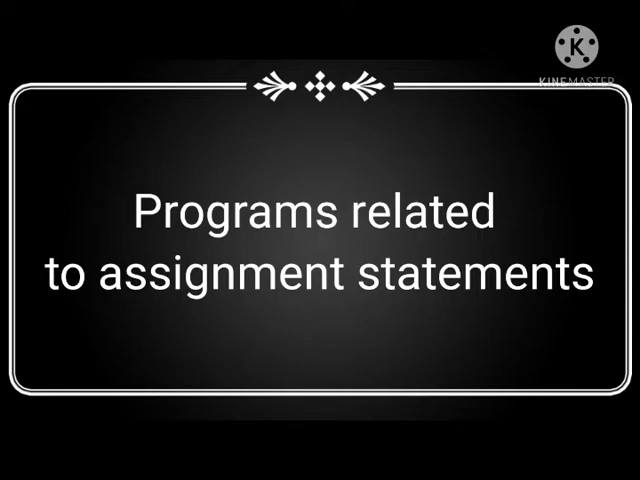Today we are going to develop our programs related to assignment statements. In this video, we are creating three programs. First one is to convert the temperature from Fahrenheit to Celsius. Second one is to swap the values of two variables without a third variable. And third one is the program that is used to calculate the area of square and rectangle.